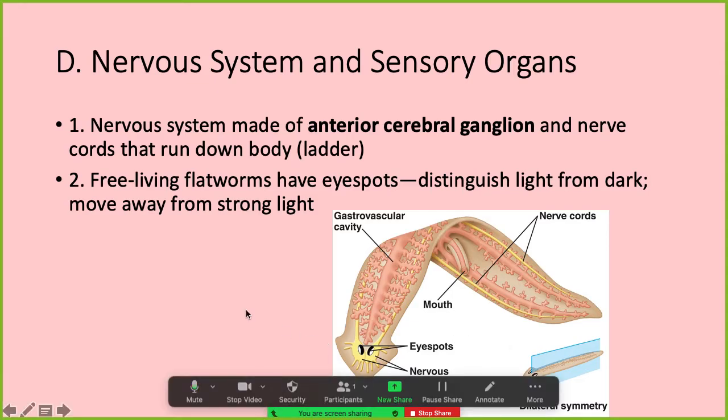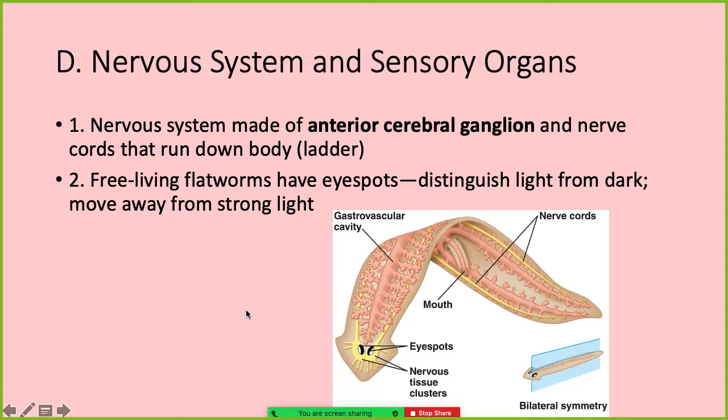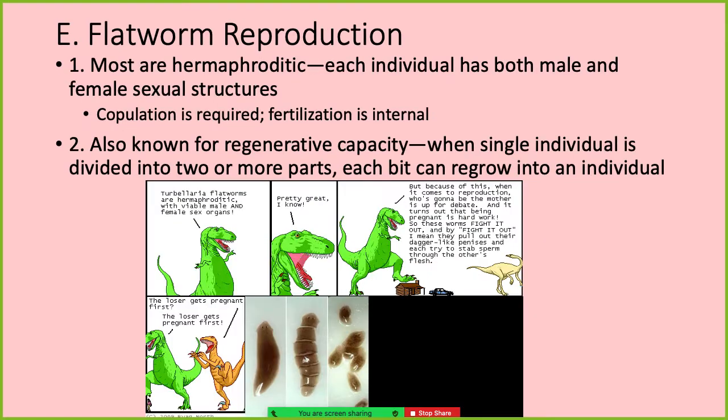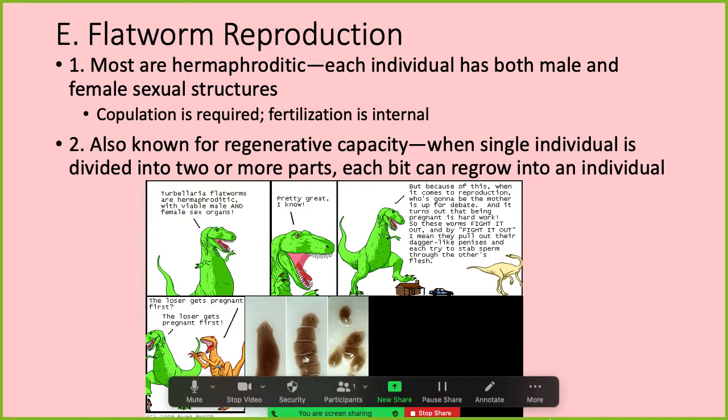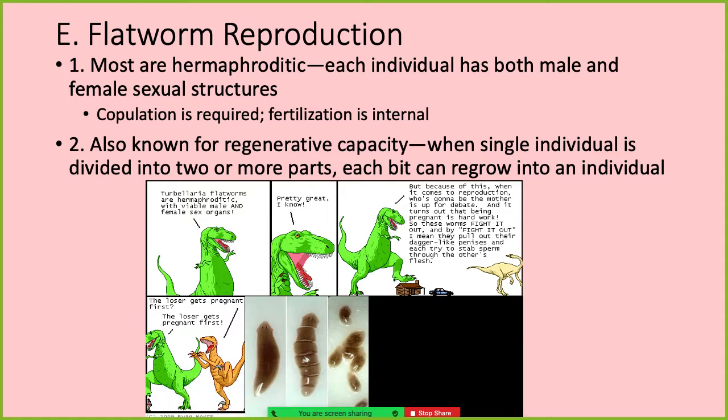Okay, the final thing I want to talk about with flatworms before I jump into the different classes of flatworms is how they reproduce, which is very, very complex. Most of them are hermaphroditic, which means they have both male and female sex structures, but they can't breed just by themselves. Okay, copulation is required, fertilization is internal.